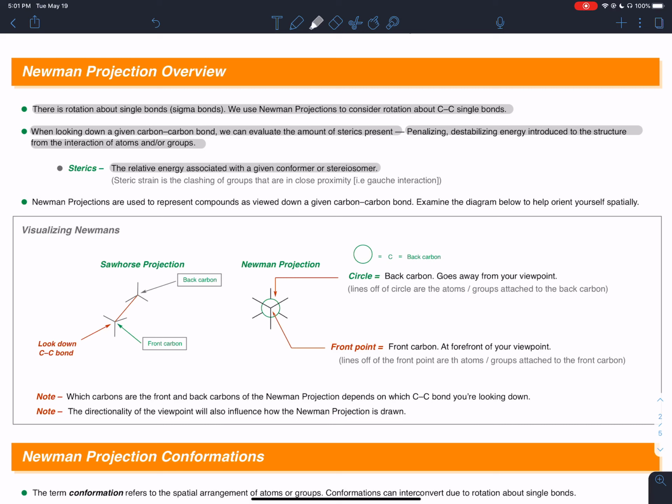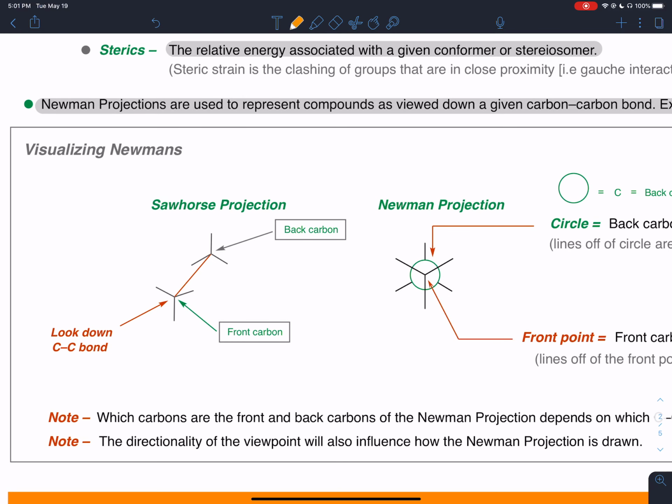Now, we use Newman projections to represent compounds as viewed down carbon-carbon bonds. And what we need to do is be able to orient ourselves spatially here, okay? Now, it's really important that we understand if we're looking at this compound right now, we are a person here looking this way. So we see this off angle and we see this point immediately towards our view there. So this is a sawhorse projection, okay?